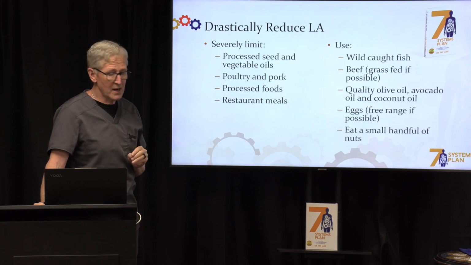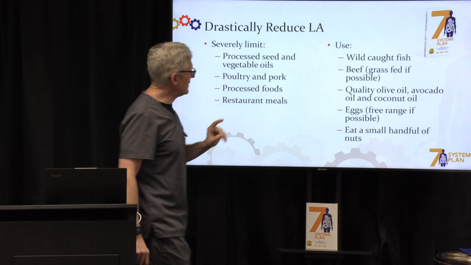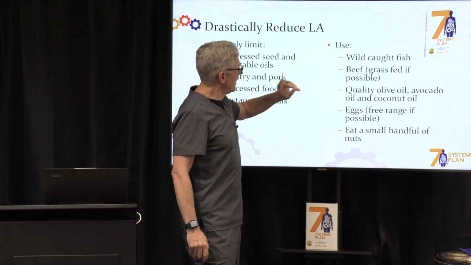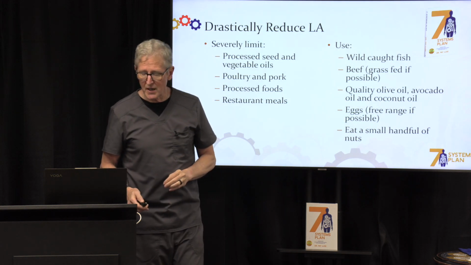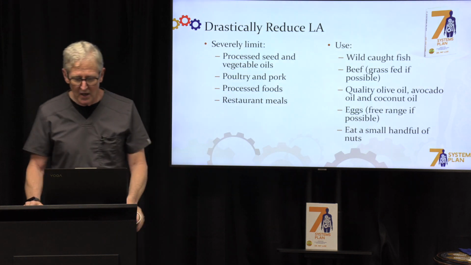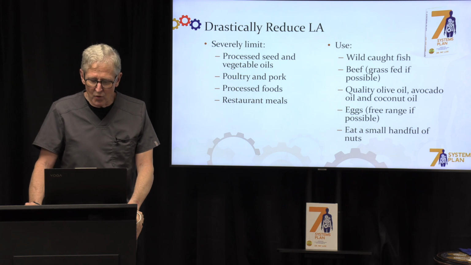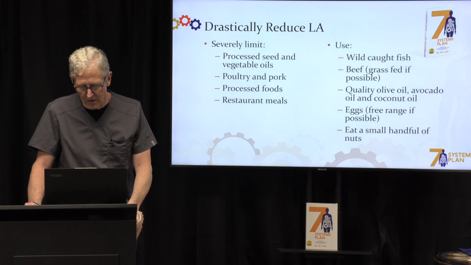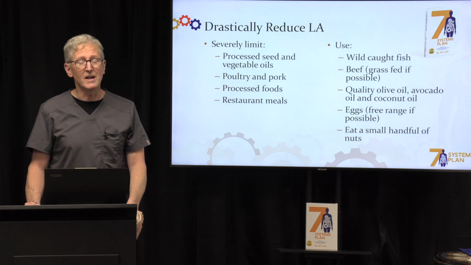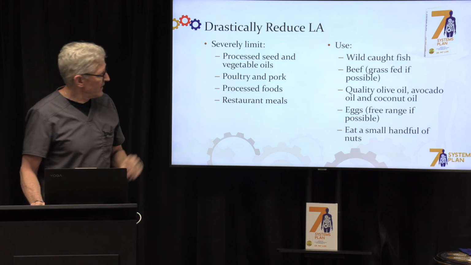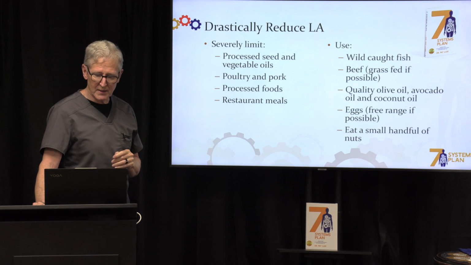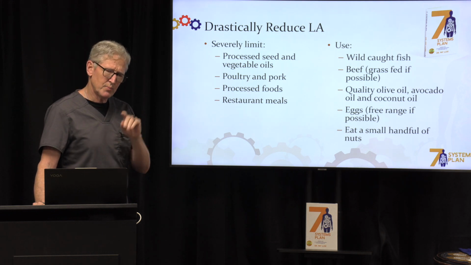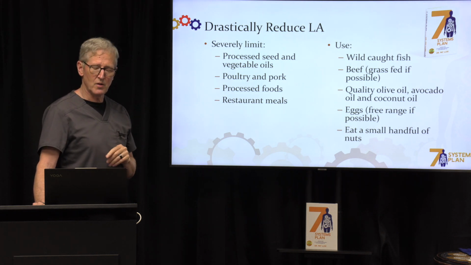Cut them way down. And what I want you to do is use wild-caught fish. Use beef, but if you can get it grass-fed, it's absolutely better. And use a quality olive oil, avocado oil, and coconut oil. Eggs are great, and if you can get free range, absolutely the best. And continue to eat nuts, but just use a small handful every day.